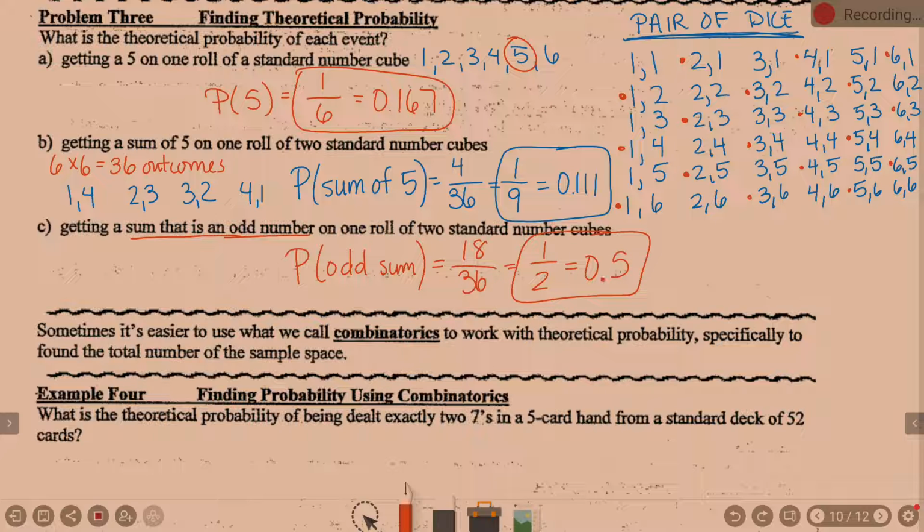So sometimes you will be able to realize, oh, it's every other one. It's going to be half of it. Which, if you think about it, that makes sense, doesn't it? If we've got all these ordered pairs here.